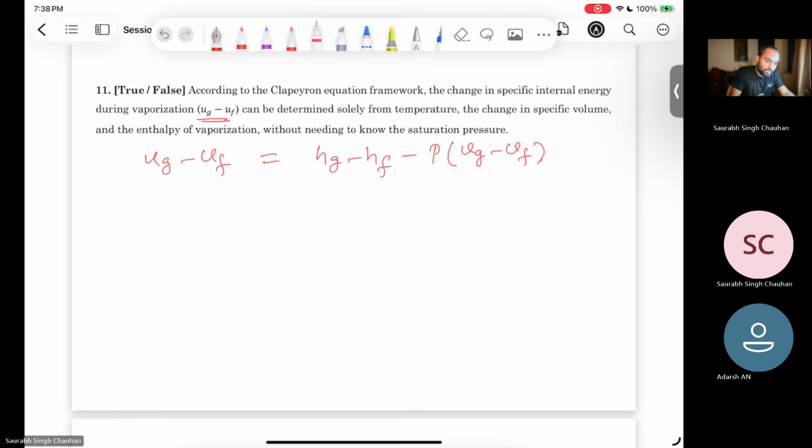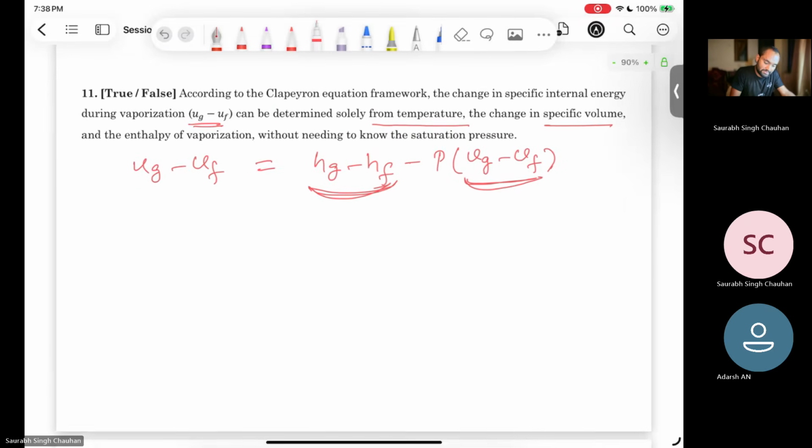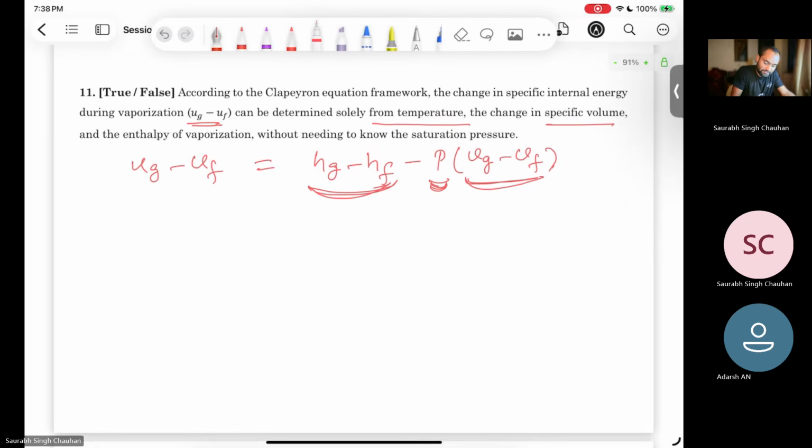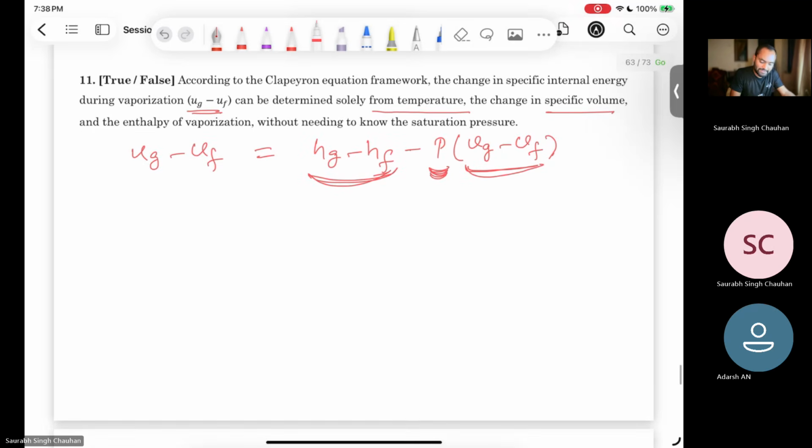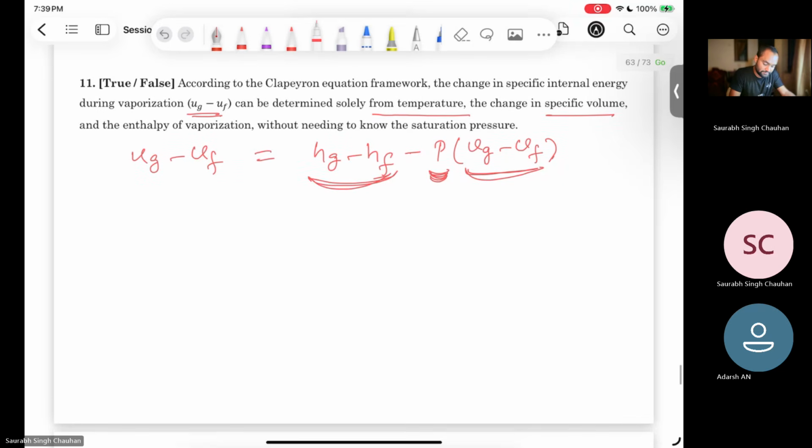And from the Clapeyron equation, what it is saying is, solely from the temperature and change in specific volume, enthalpy of vaporization, without needing to know the saturation pressure. But see, we need the saturation pressure. So we can say it is false. But if the temperature is fixed, then saturation pressure is also fixed, right? Yes.